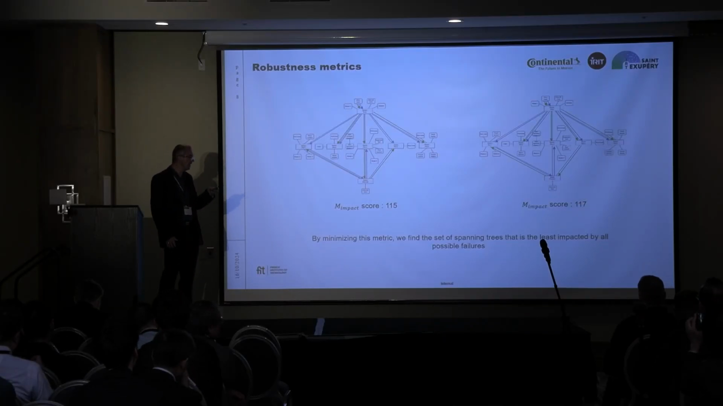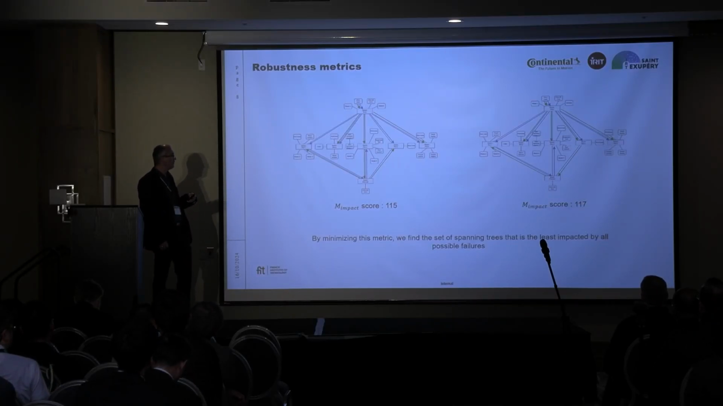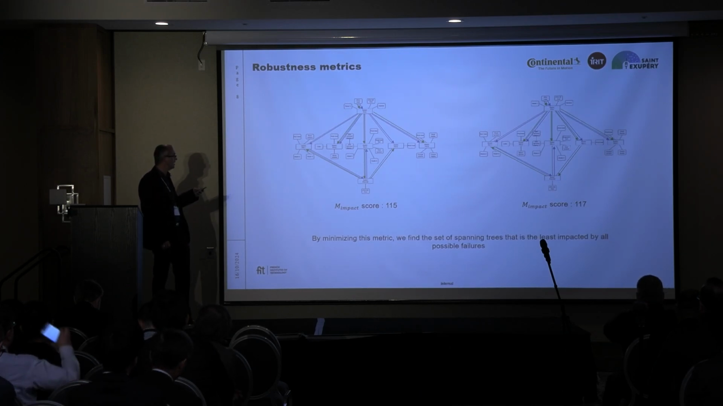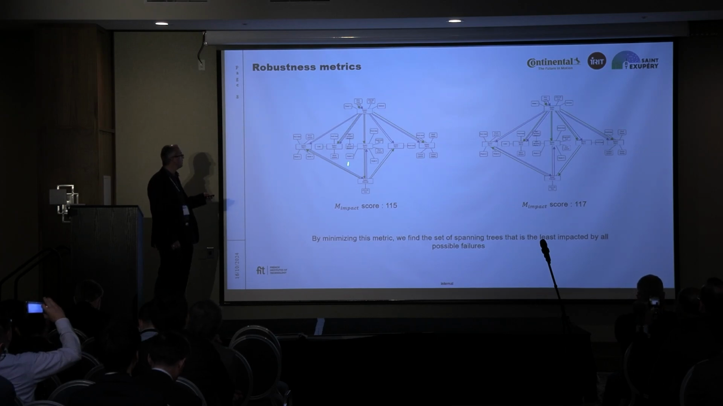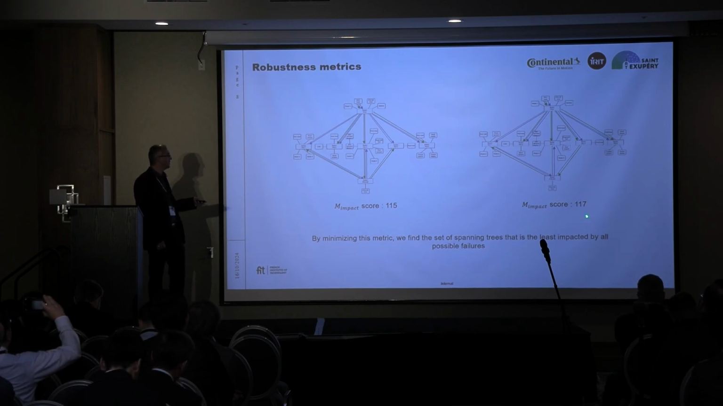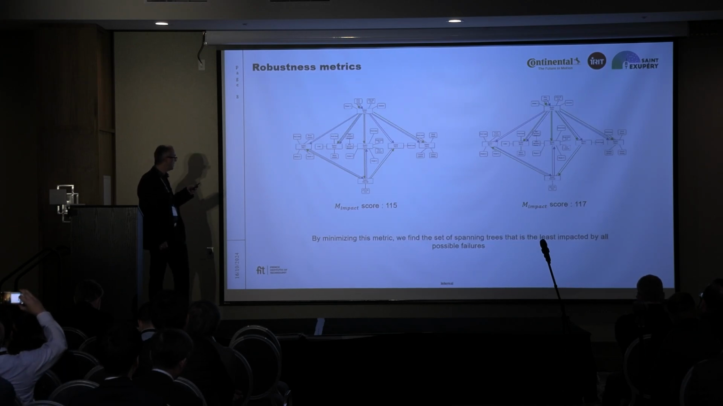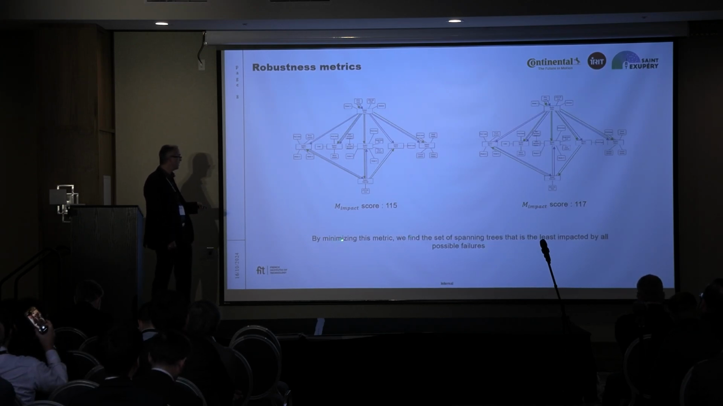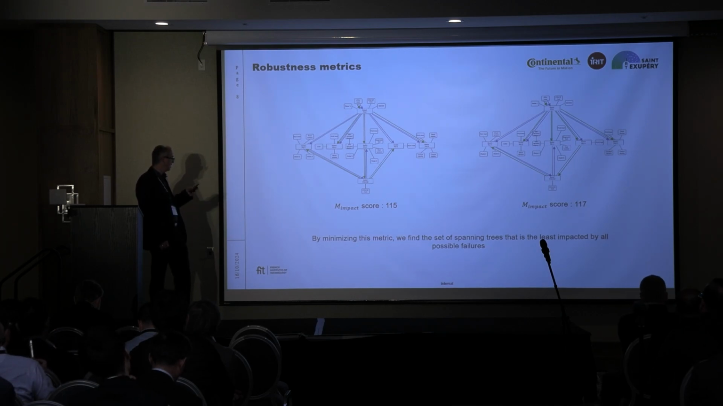150 does not mean anything. The point is, among all the potential trees we have calculated, these are some of the lowest scoring nodes. The lower the score, the better the tree is, the less impacted it is by wind failures. So you can see two variants here with quite a good impact score, which are valuable. And as written here, we can minimize this metric, and then we find the best possible trees in that sense.